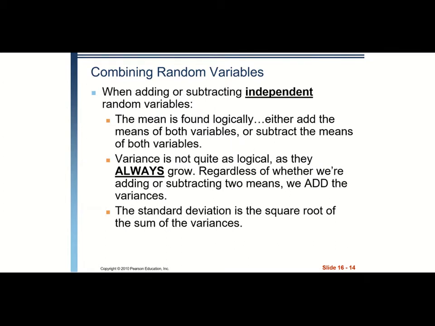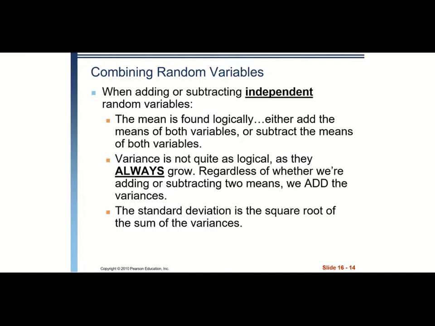Now, first off, we're talking about independent random variables. This is the word that keeps coming up. We pretty much always need things to be independent in statistics. So when we combine two or more independent random variables, such as adding or subtracting them, the mean is found logically. We're just going to either add or subtract the means of all these variables.